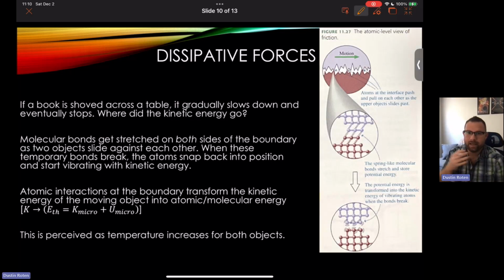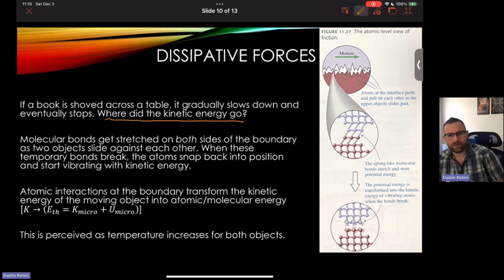So now let's talk about how these micro energies and macro energies actually affect each other. If a book is shoved across a table, obviously it gradually slows down and it eventually stops. So if I give something a shove, you all can do this right now on your desk, it's going to slide a little bit and stop. So the big question is, where did that kinetic energy go?